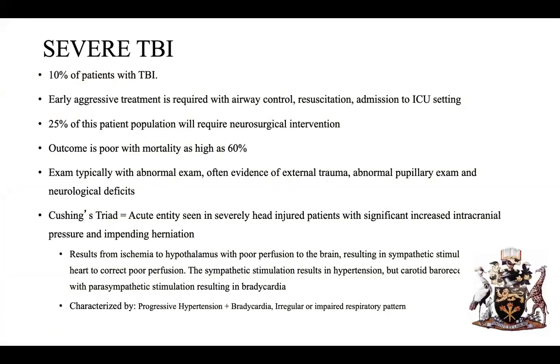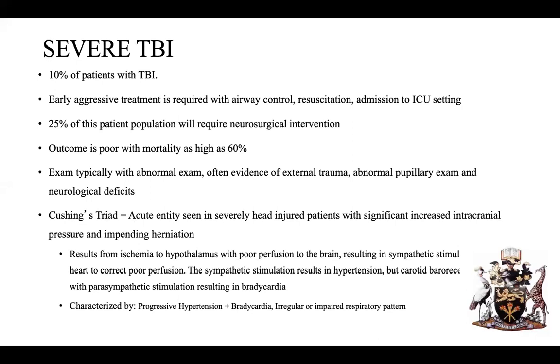I'll come back a bit to the mild, but I'll just mention severe. It accounts for 10% of patients with traumatic brain injury. And this is where you need aggressive treatment because of airway control, resuscitation, and admission to an ICU setting. Their mortality can be as high as 60% and sometimes higher in our setup. And on neurological exam, most of the time you'll find a low GCS with abnormal neurological examination.